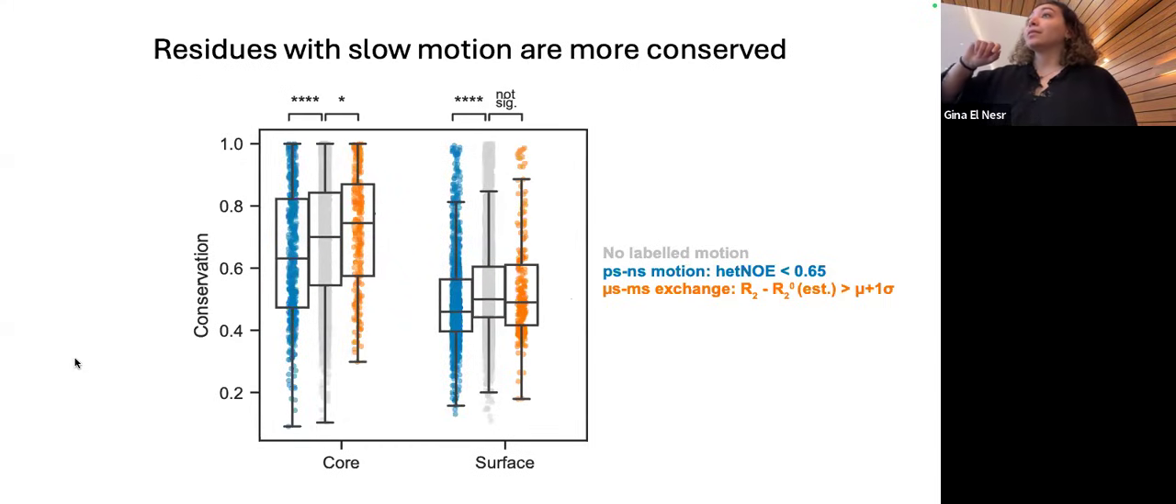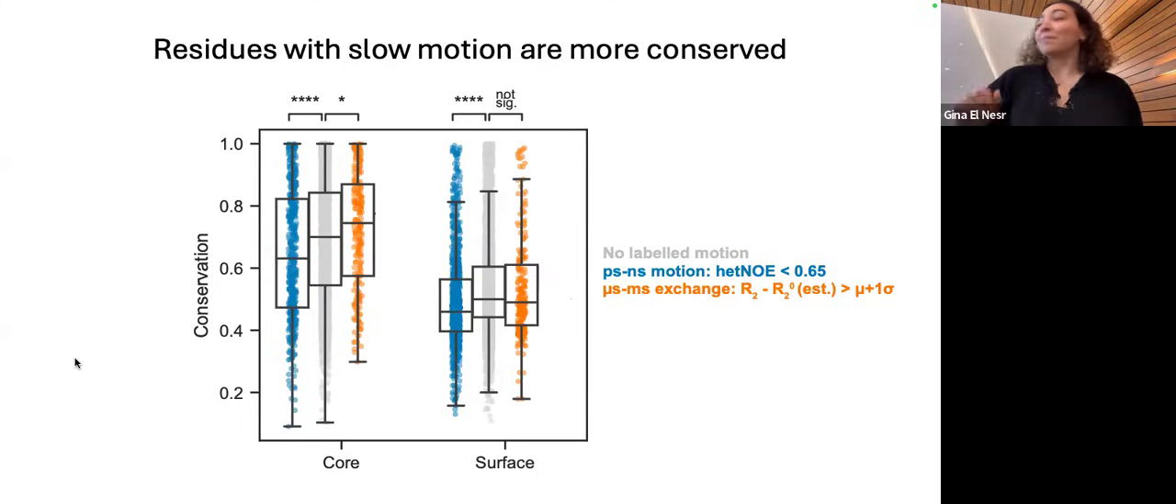So NOE is another value that comes out of a relaxation dispersion experiment. You'll get R1s, you'll get R2s, and you'll get het NOEs. A het NOE value that is less than 0.65, we indicate as something having picosecond, nanosecond motion. Just another value from an NMR experiment.